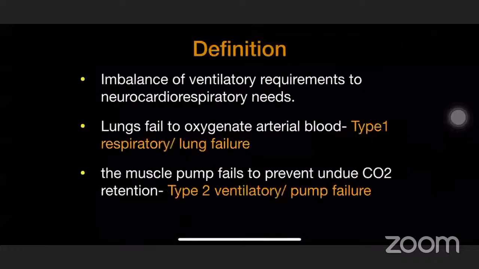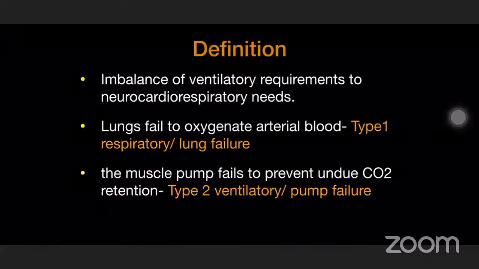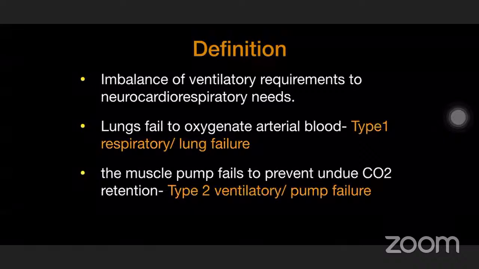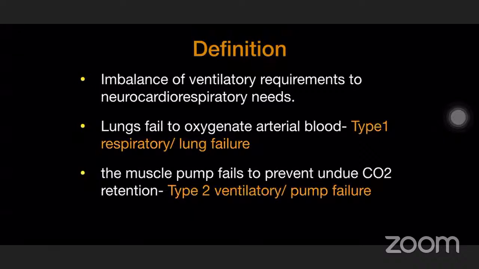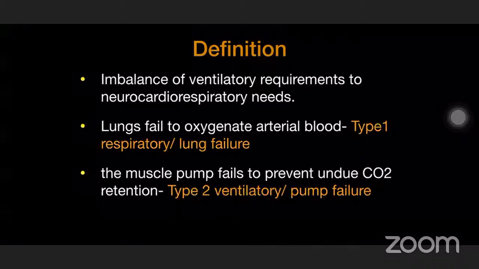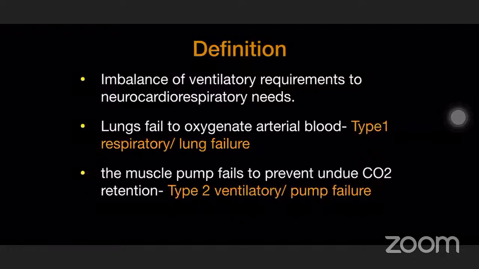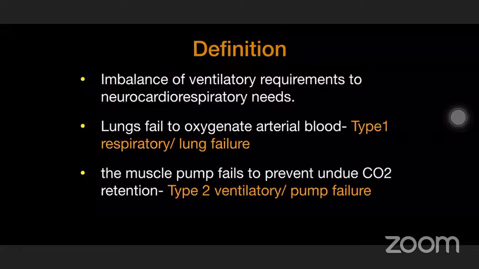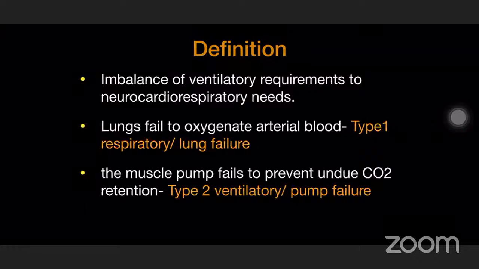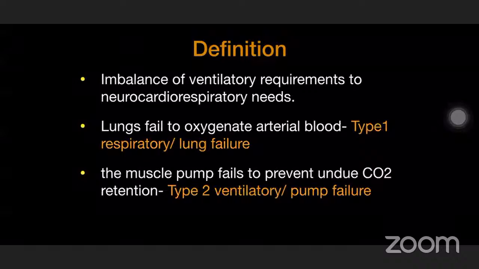So our topic today is respiratory failure. So what is respiratory failure? It is an imbalance of ventilatory requirements to meet the neurocardiorespiratory needs. In basic terms, it's characterized by reduction in the function of the lungs due to any lung disease or a skeletal or neuromuscular disease. So lungs fail to oxygenate arterial blood. This is the type 1 kind of respiratory failure. And in the second type, the muscle fails to prevent the undue CO2 retention. That is the type 2 type of respiratory failure. We're going to discuss this in detail in the further slides.